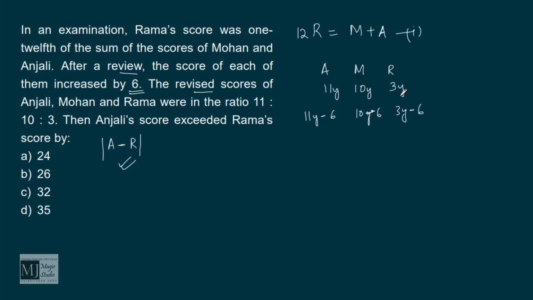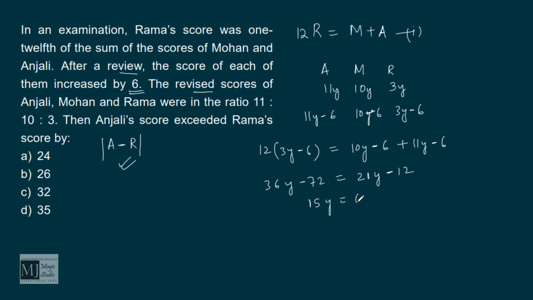Now 12 times Rama's score, that is 12 into 3y minus 6, was equal to 10y minus 6, Mohan's score, plus 11y minus 6, that was Anjali's score. If we can solve this, we can find the value of y. So 36y minus 72 is 21y minus 12. So we have 15y equals 60, y is equal to 4. So Anjali's score is 11 into 4, that is 44. Mohan's score is 10 into 4, 40. We don't require that actually. And Rama's score is 3 into 4, 12.